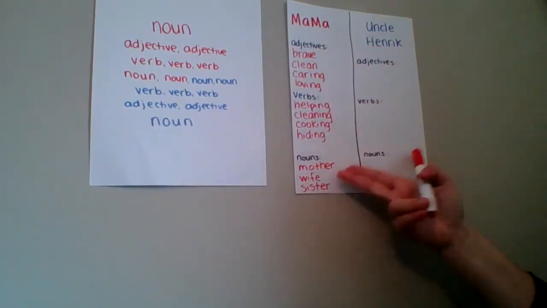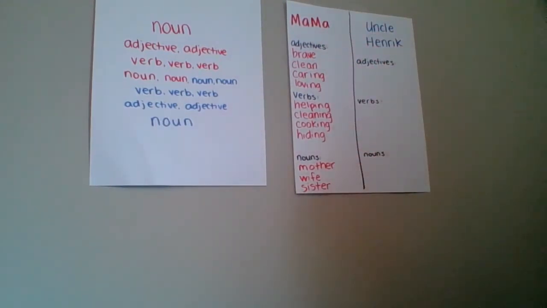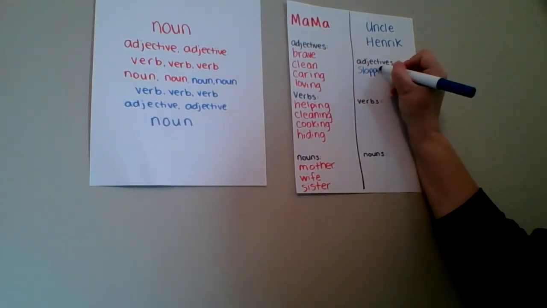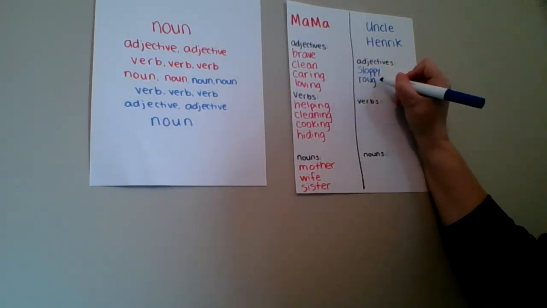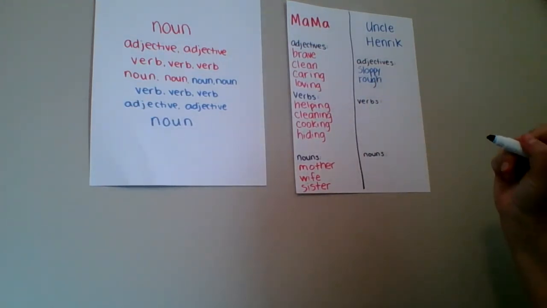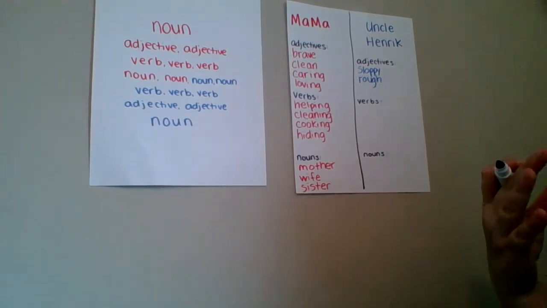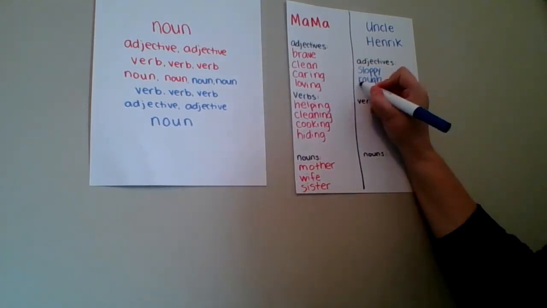Now that I have my brainstormed list of adjectives, verbs, and nouns for Mama, I'm going to move on to Uncle Henrik. I'm switching colors so that you can see and so that I can keep myself organized, since I'm going to have to switch and transition in my poem. Some adjectives to describe Uncle Henrik. I know that he's kind of sloppy, and he's a little rough. I might describe him as maybe a little lonely.